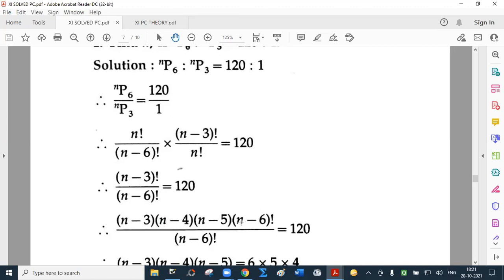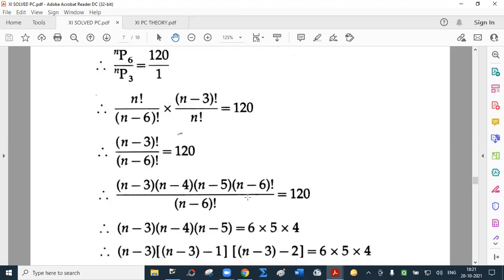Same thing. Now n minus 6 factorial gets cancelled. Some students have the habit of opening all the brackets. Remember, here we deal with natural numbers. So what is LHS? LHS is the product of 3 consecutive natural numbers. See, actually I should not say consecutive because they are writing in descending order.